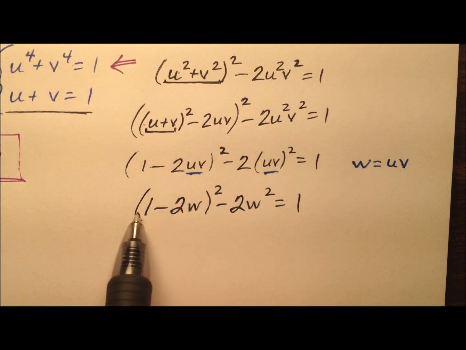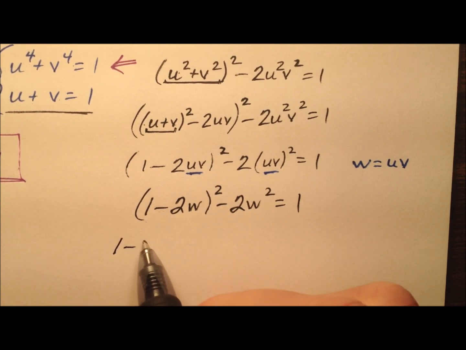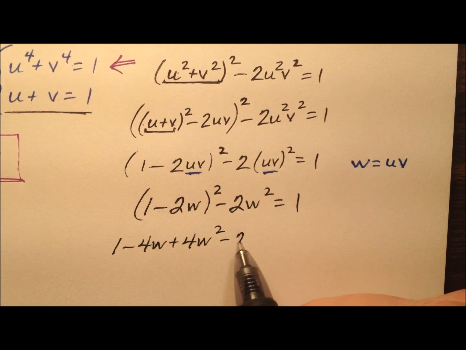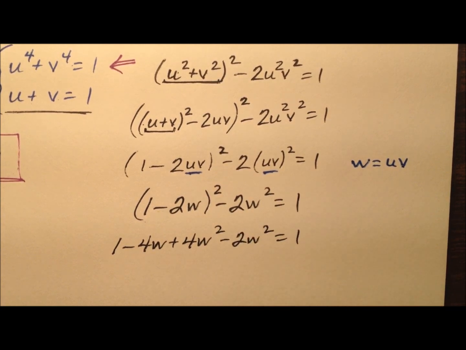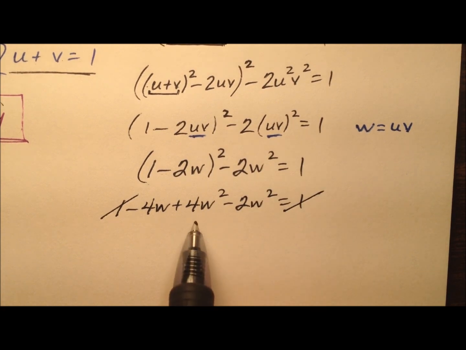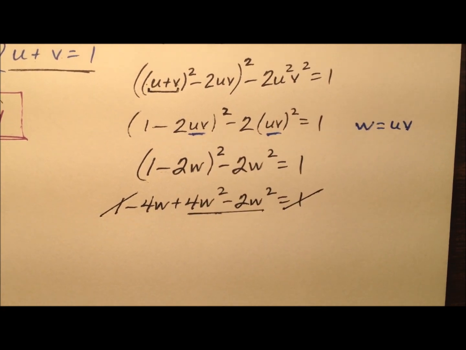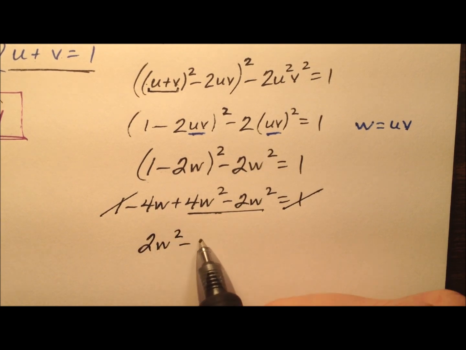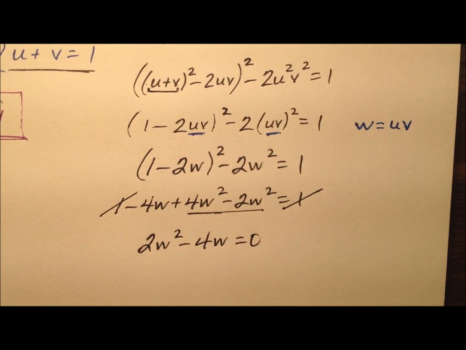I'm going to do so by first squaring this binomial. So 1 minus 4W plus 4W squared minus 2W squared equals 1. And right away these 1's will cancel, and we can combine some like terms. This is going to come out really nicely. So 2W squared minus 4W equals 0.